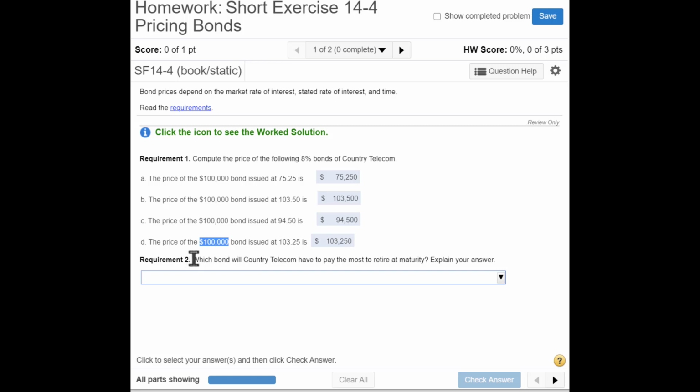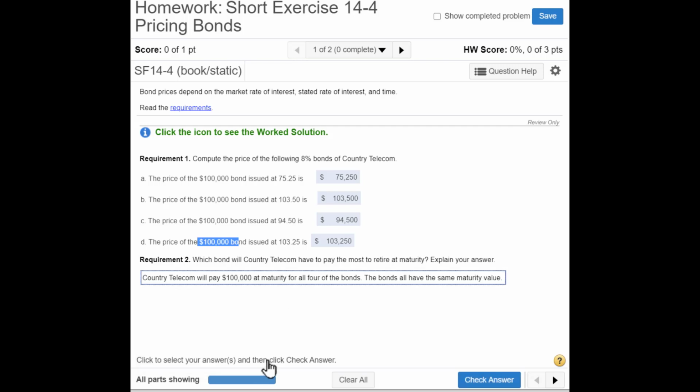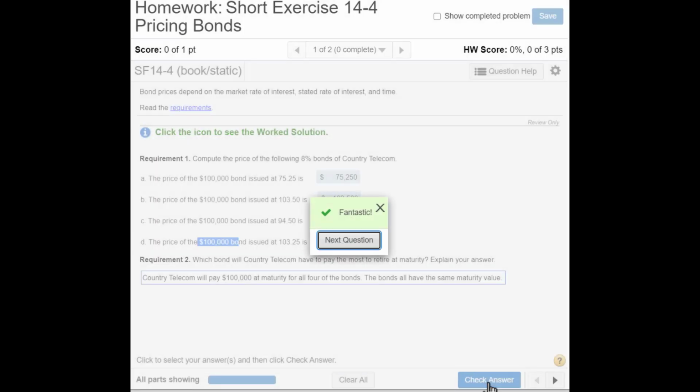And then it says, which bond will Country Telecom have to pay the most to retire at maturity? Well, if you're paying attention, you notice every time I said that they're going to have to pay back the 100,000. So this is kind of a trick question by the publishers. So Country Telecom will pay $100,000 at maturity for all 4 of the bonds. The bonds all have the same maturity value. And that's it.